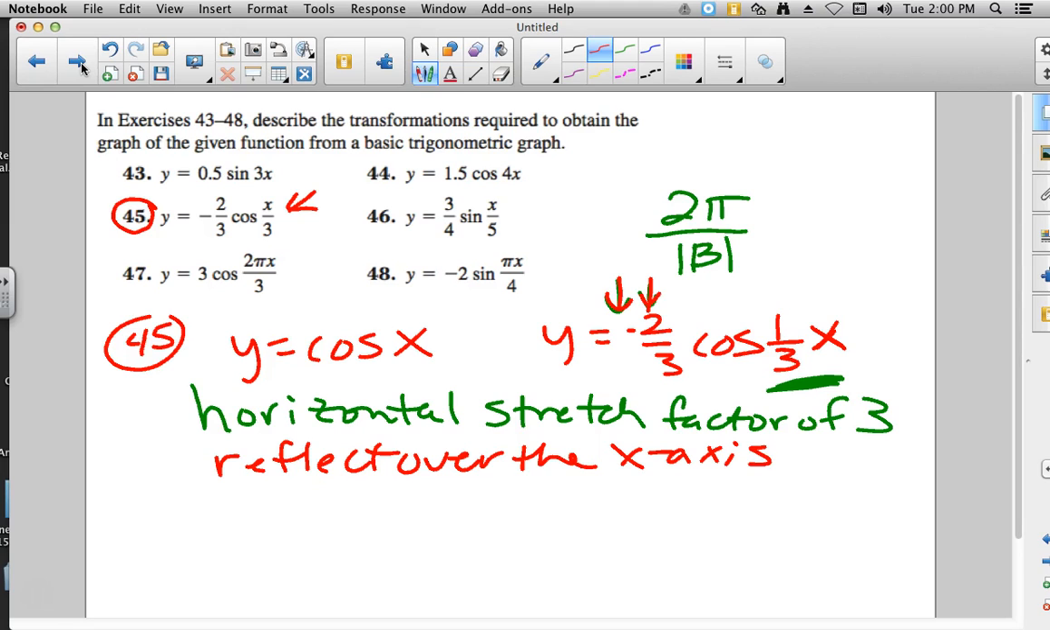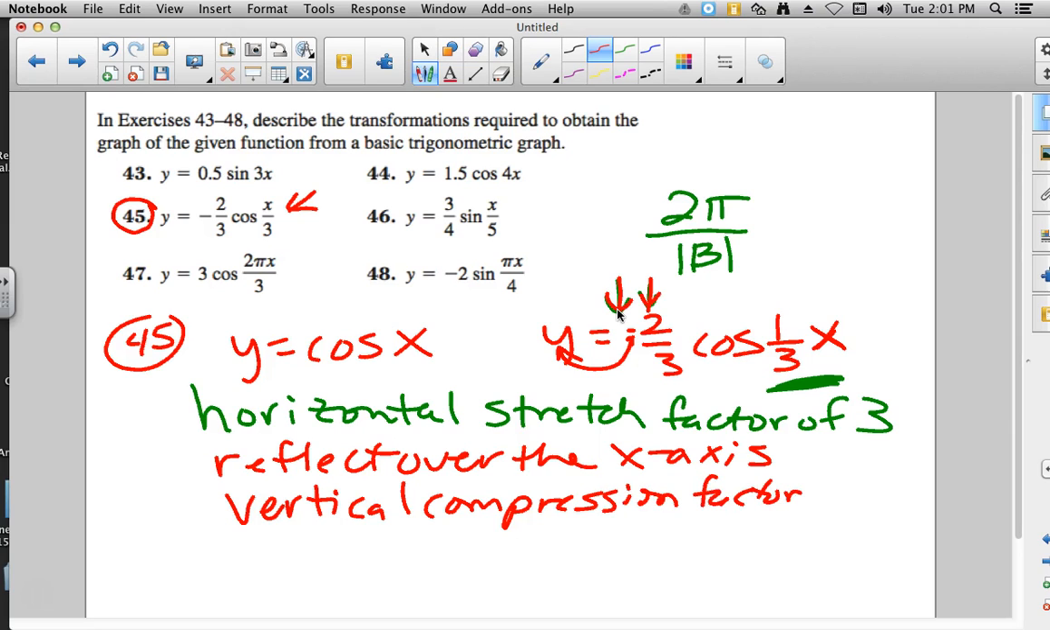And that's because this negative really was over here in front of the y. And remember, those reflections are always opposite of where we see them. So if there's a negative in front of the y, it means that we're reflecting over the x-axis. If there's a negative in with the x, then it's going to be a reflection over the y-axis. And then the 2/3, that's normal, and that's because that is really having to do with the output. And that's going to be a vertical compression factor of 2/3.